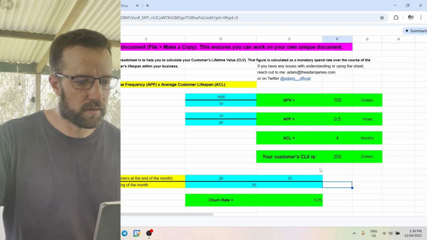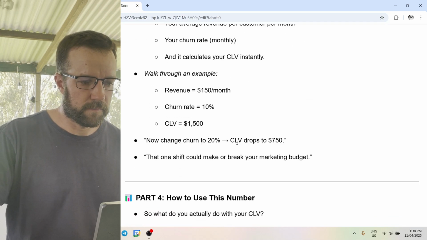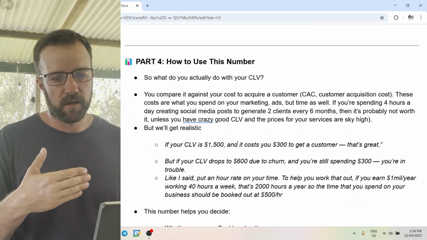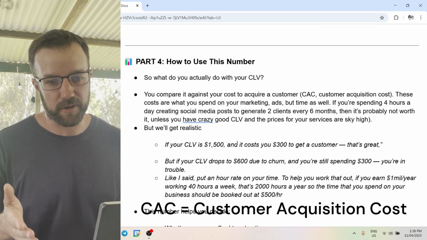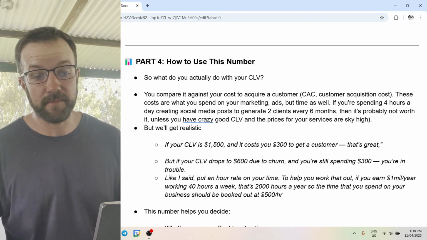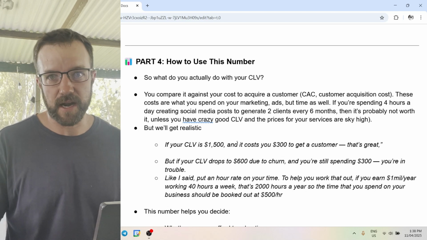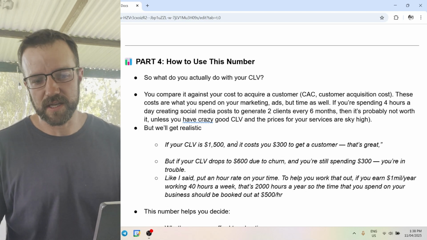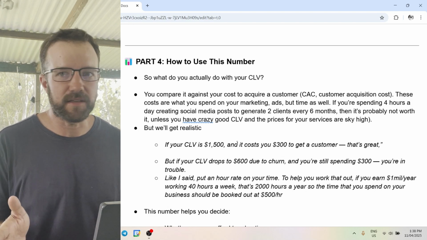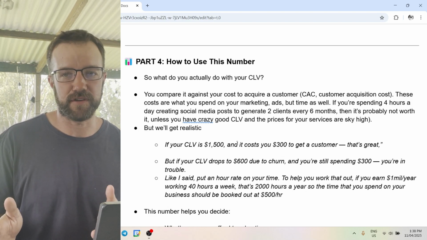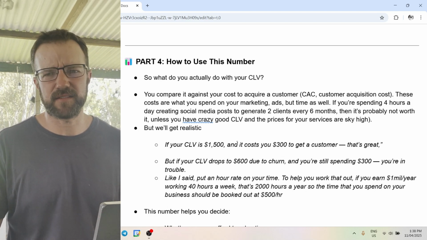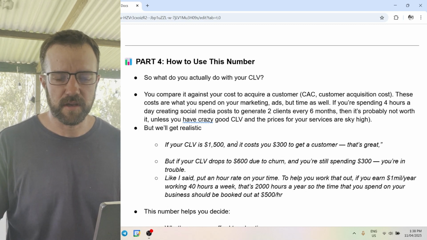So how do you use this number? You can compare it to the cost to acquire the customer, CAC or customer acquisition cost. These costs are what you're spending on your marketing and ads, but your time as well. If you're spending 4 hours a day creating social media posts to generate 2 clients every 6 months, then it's probably not worth it. Unless you have a crazy good CLV and the prices for your services are sky high, we're talking $10,000 a month, sort of high ticket items.